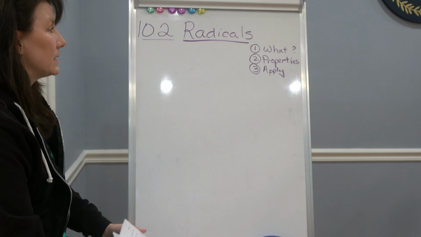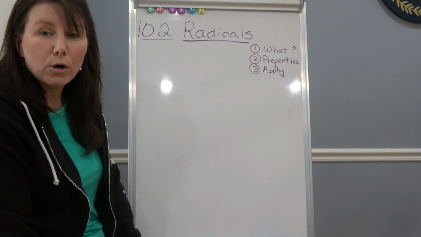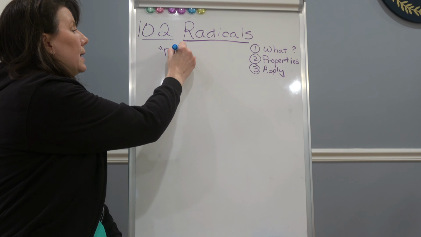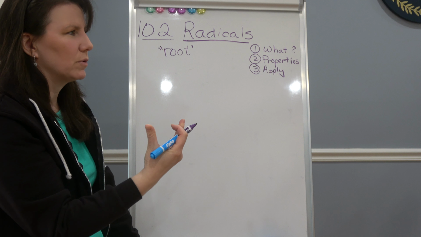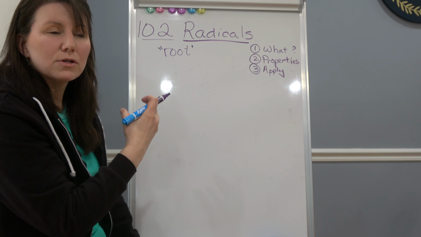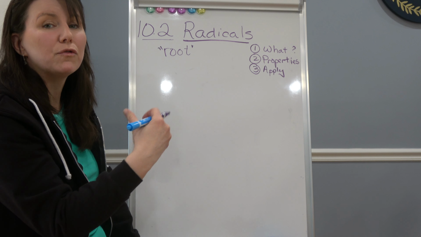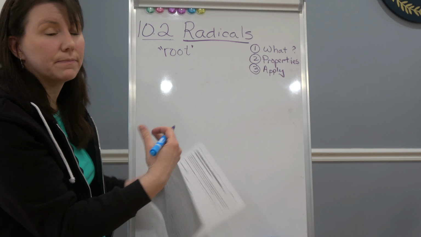So we're going to talk about radicals. So a radical is a root. People call it a root. And what is that? It's kind of weird, right? It's not like a root on a tree, right? It is a root that could be a square root, it could be a cube root, it could be a 4th root, it could be a 5th root. We're going to focus on square roots.